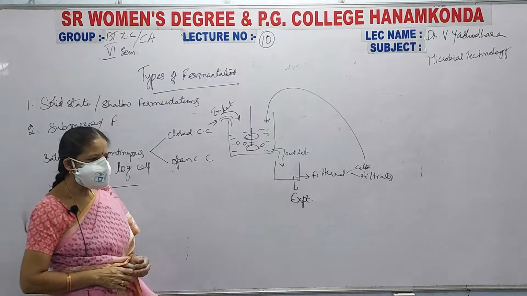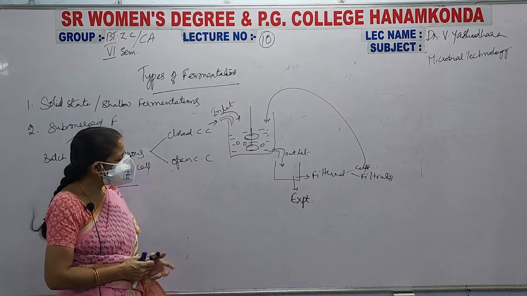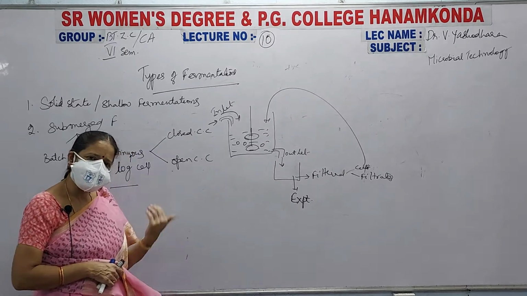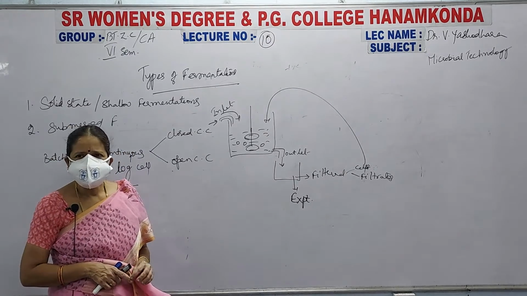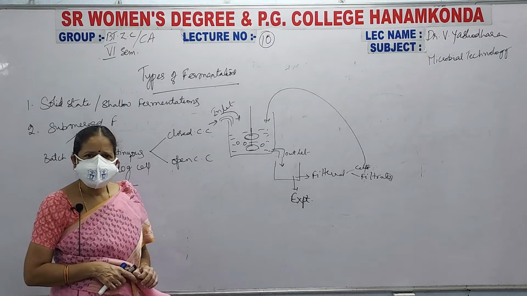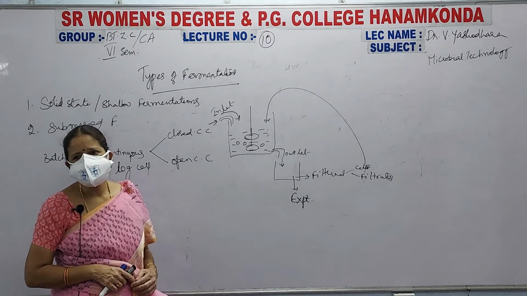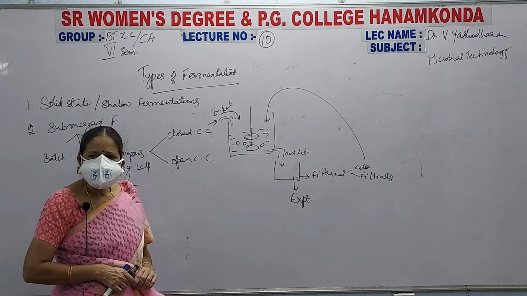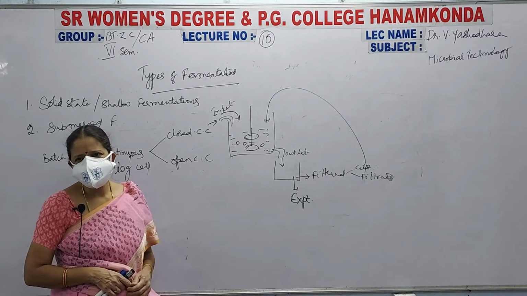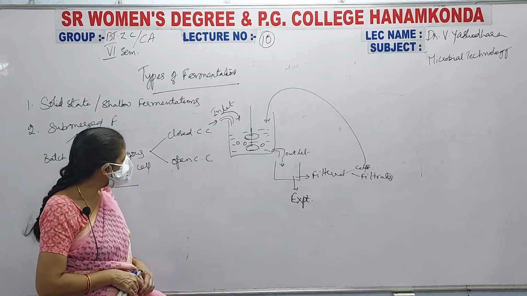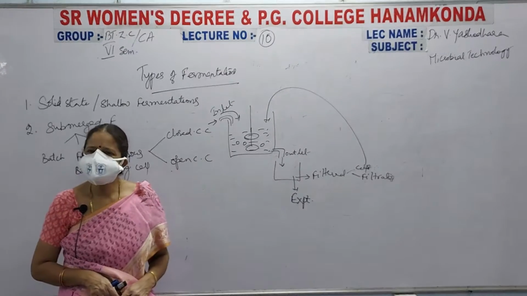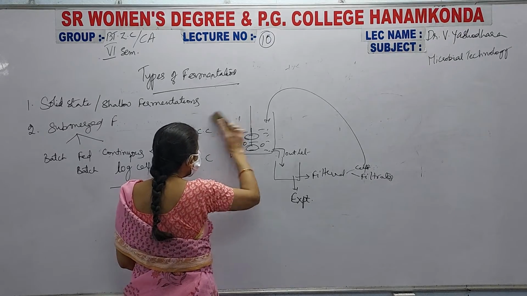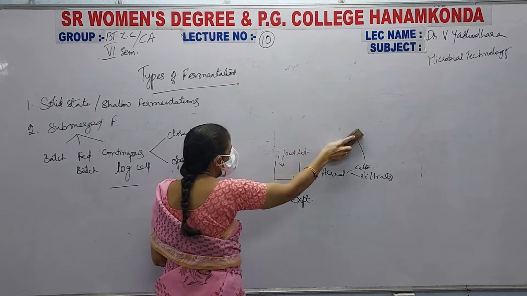Okay. Closed continuous culture system means the collected cells are again added, resuspended or re-added into the fermenter for continuous growth. And when, after collecting, the cells are used for our experimental purpose, that is known as open continuous culture system. Okay. Now we are interested in open continuous culture systems.